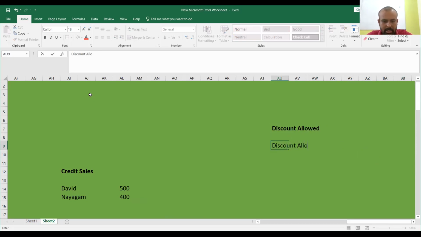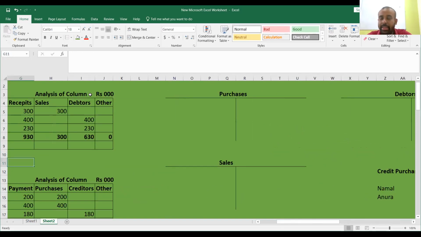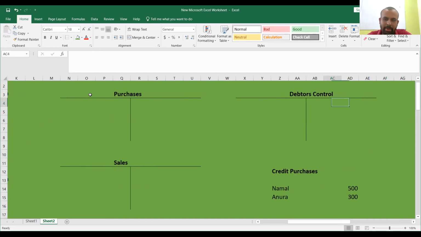Discount allowed account, debit 20,000. Trade receivable control account, credit 20,000. Okay. They did not ask you to prepare the discount allowed account, but you can prepare the debtors control account. So then you can credit here saying discount allowed rupees 20,000. You debited that to the discount allowed account. What next?